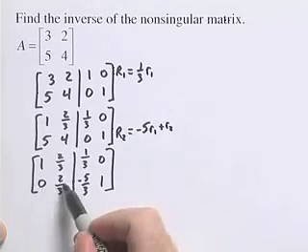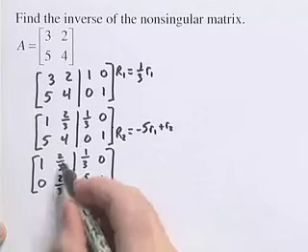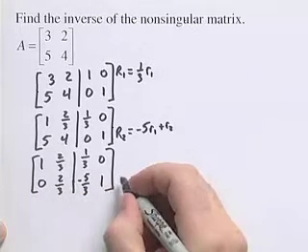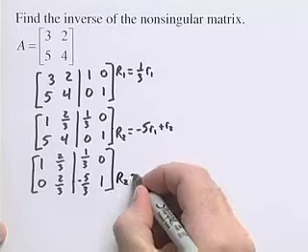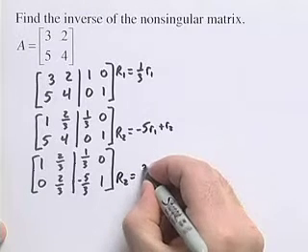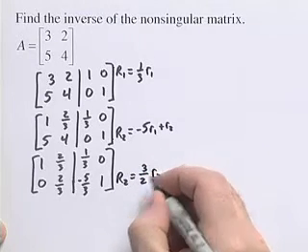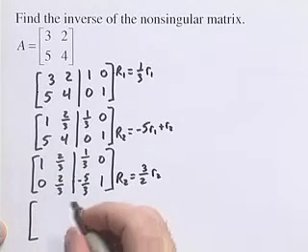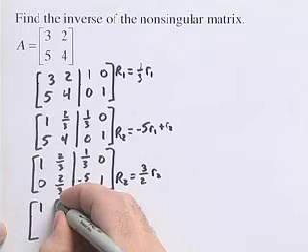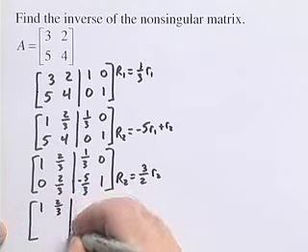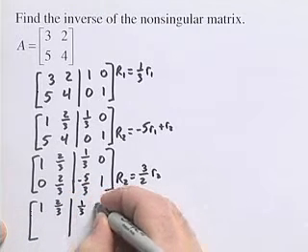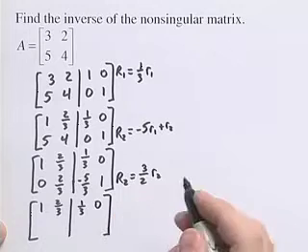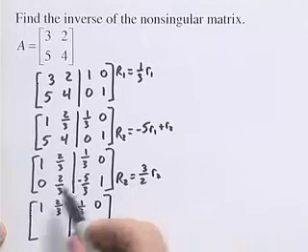Now we'd like to get a 1 in our second row, second column. So we're going to say our new row 2 is equal to 3/2 times the current row 2. We're not changing our first row, so we rewrite that: 1, 2/3, 1/3, 0. And now we need to perform this operation.